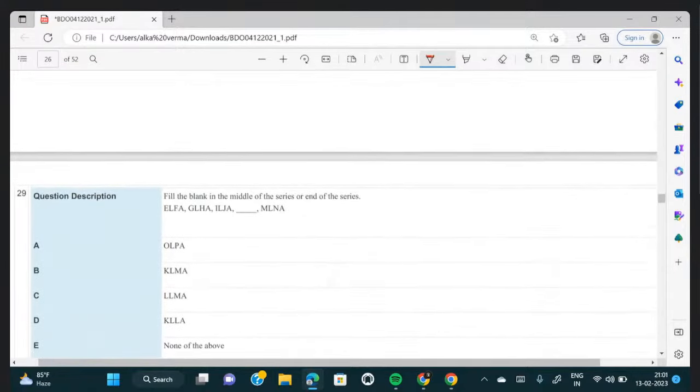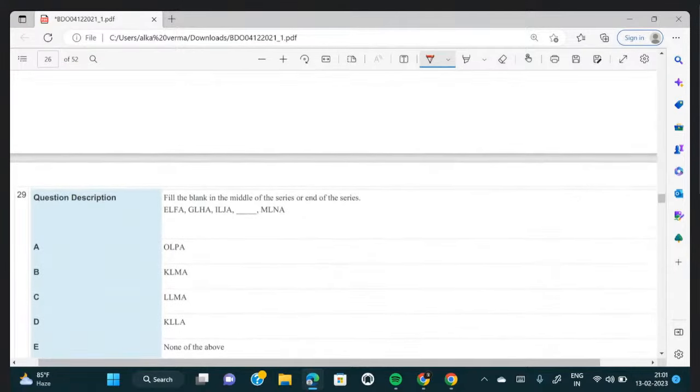Question number 29. We are not bothered about what answer we are getting. We are bothered how to get the answer. Let us see. I am writing here ELFA, GLHA, then ILJA, then MLNA. Now, what is going on here?